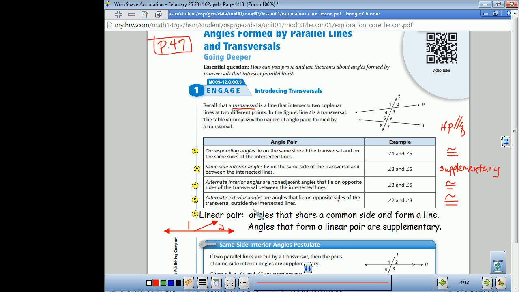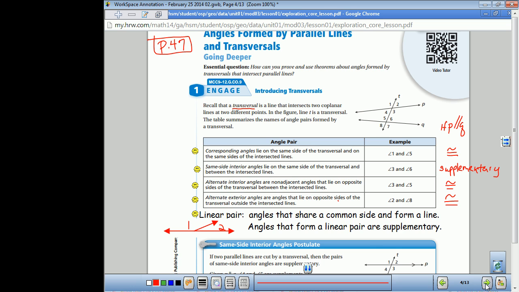Now, the last thing I want to remind you of, and this was actually in a different section, but there's not enough in that different section to actually focus on it, is a linear pair. A linear pair is when we have angles that share a common side and form a line. So see how angle 1 and angle 2 form this straight line, and they share this common side. Linear pairs are always supplementary. So 1 and 2 are a linear pair. 2 and 3 are a linear pair. 3 and 4 are a linear pair. We can tell that just by looking at the graph, can't we?